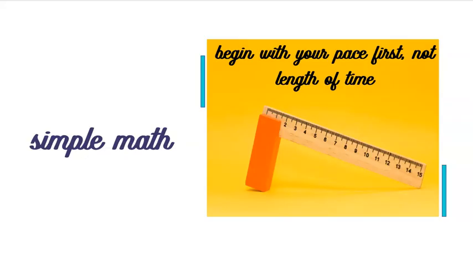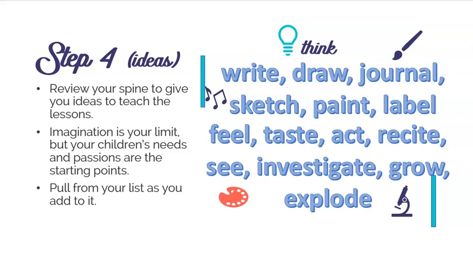Determine first your pace, then look and compare the length. Public school teachers do it the other way around. They have 6 weeks to cover a topic, then they cram it in there. We don't have to do that. You can plan that way if you want to, but I encourage you to plan the other way with your kids' pace in mind. And then after that, it's just a matter of simple math.